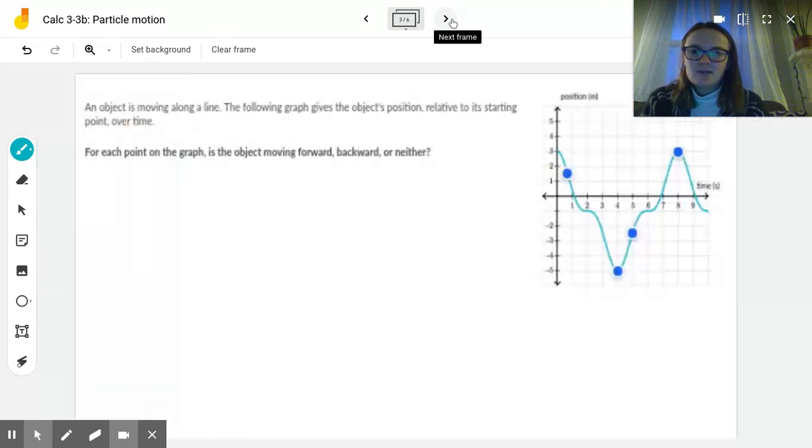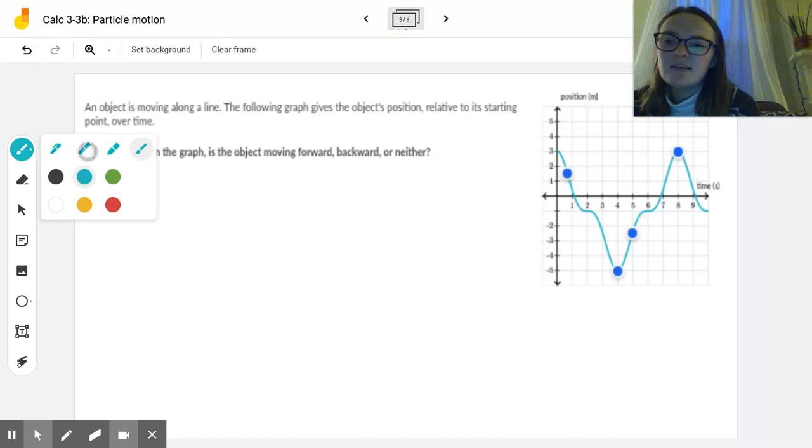All right, let's go ahead and practice at least one problem. Since an object is moving along a line, the following graph gives the object's position relative to its starting point. For each point on the graph, is the object moving forward, backward, or neither?